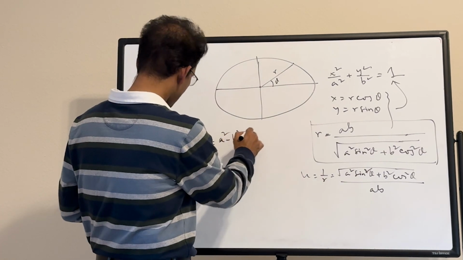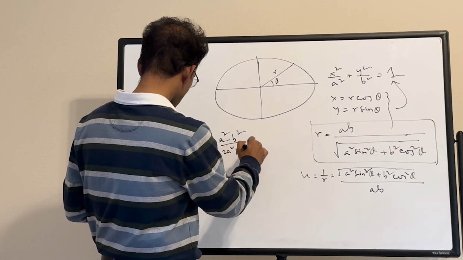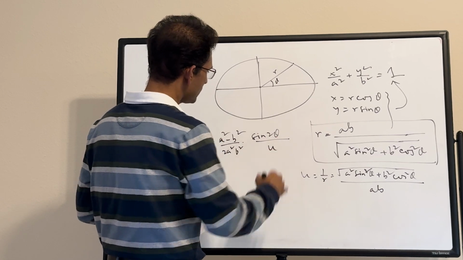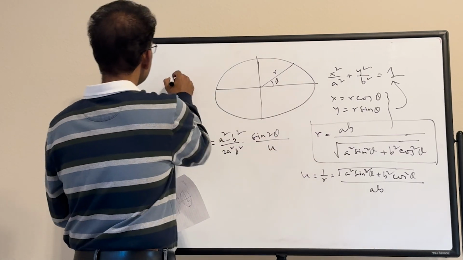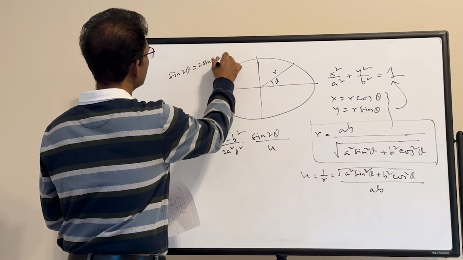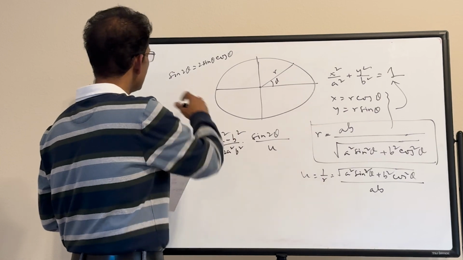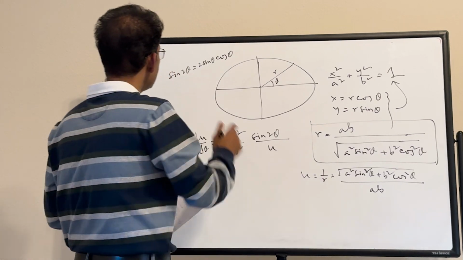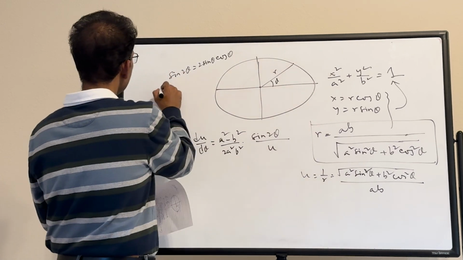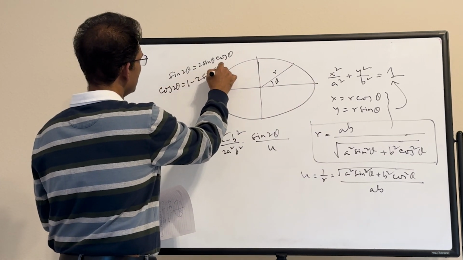So it should be a squared minus b squared divided by 2a squared b squared times sine 2 theta divided by u. So sine 2 theta is 2 sine theta cosine theta. You have to use this trig identity. So let me write it down. You need this trig identity and you will need another trig identity in the calculations that will follow, which is cosine 2 theta is 1 minus 2 sine squared theta.